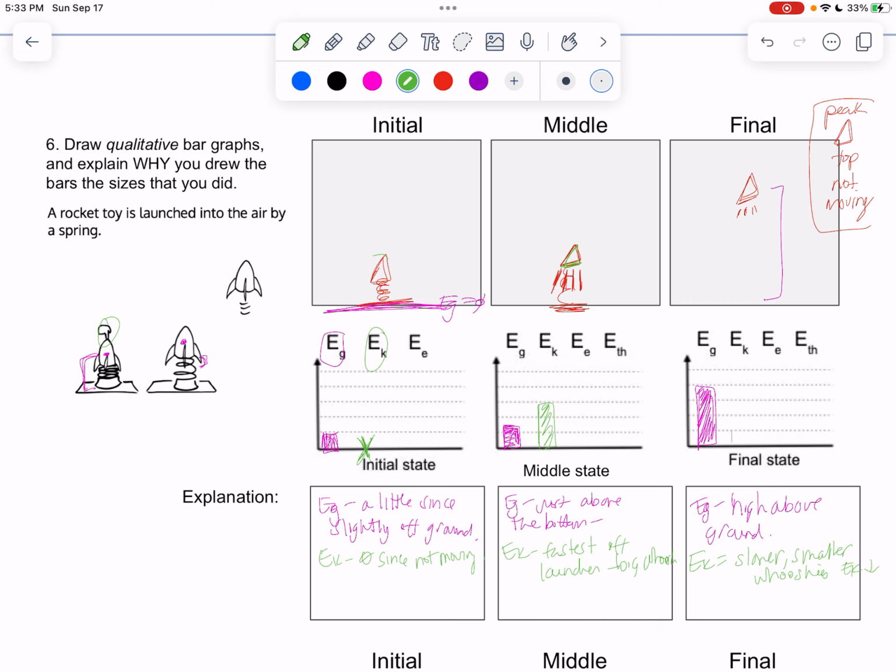So I'm going to put 1. I'm not sure how this is going to work out, okay? I'm going to have to go back and readjust the numbers. But either way, my EK has to be bigger in the middle than the final because it's faster there, okay? All right, my EE, okay, now a lot of EE is stored, right?